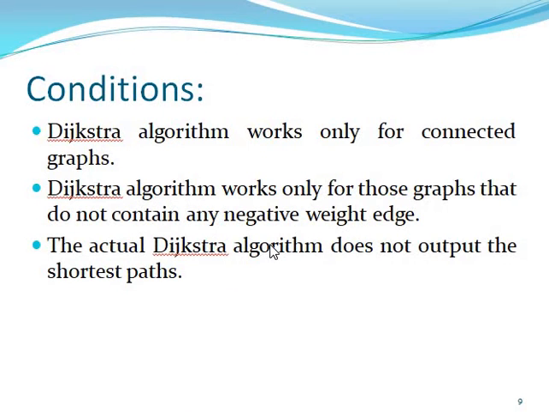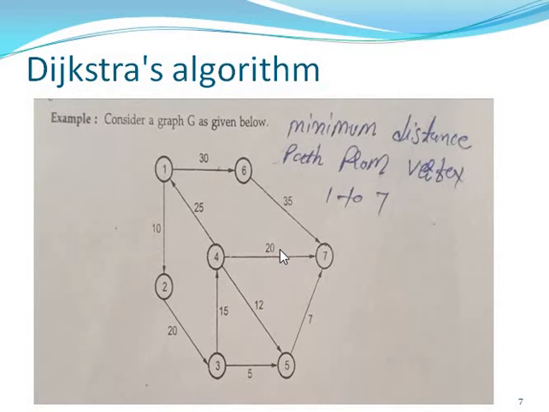Next we can see what the conditions of Dijkstra are. The Dijkstra algorithm works only for a connected graph. You can see that this is a connected graph. It means you can go from 1 to 2, 2 to 3, 3 to 4, then 4 to 1, but not go from 1 to 4 directly. So this is one condition: the Dijkstra algorithm works for a connected graph.